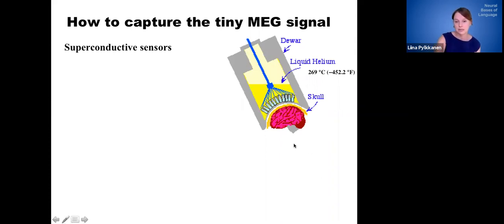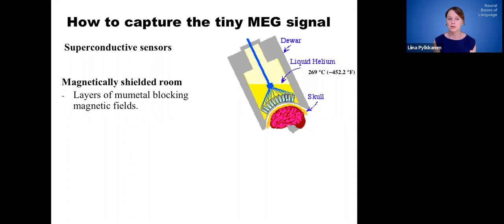So here we see there's your head with a brain in it. And then here's this tank, the dewar, that is filled with liquid helium. So very cold, that should be minus 269 Celsius or minus 452.2 Fahrenheit. And so that's part of our ability to capture this tiny signal.